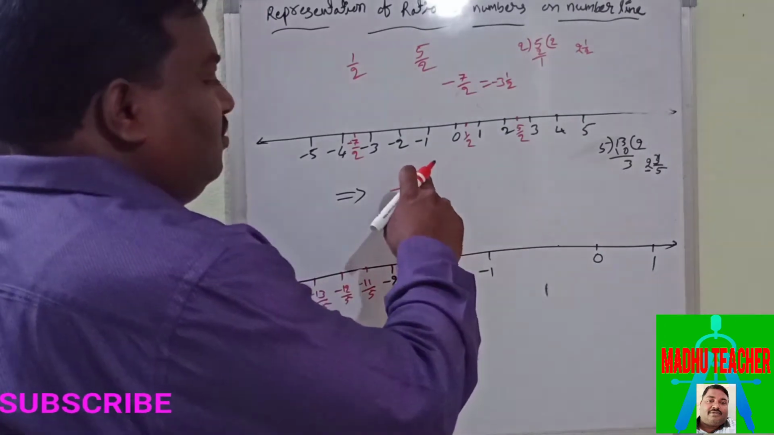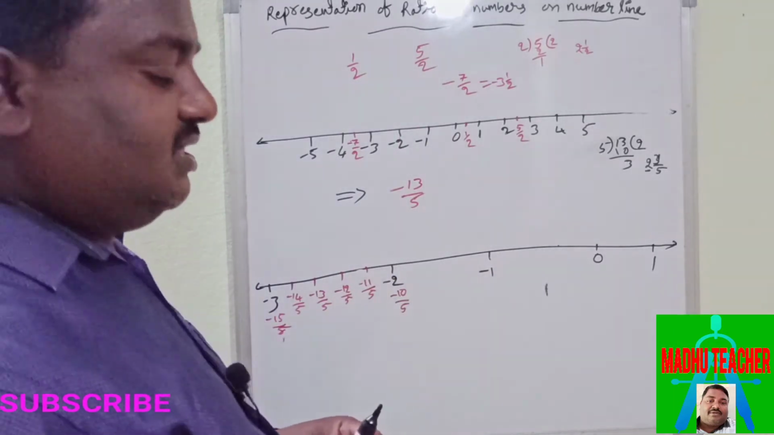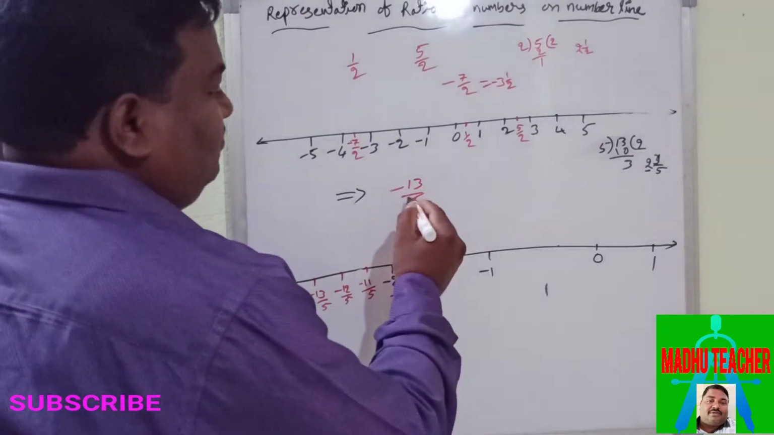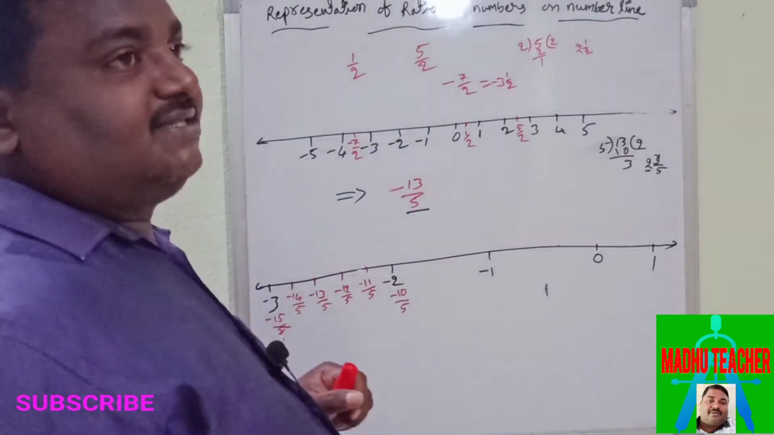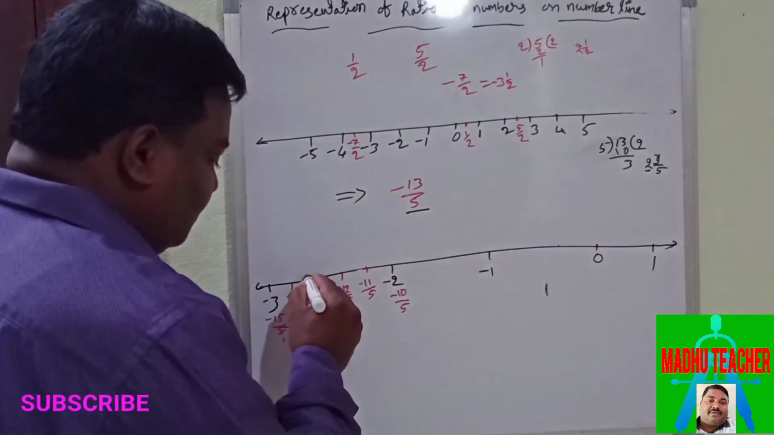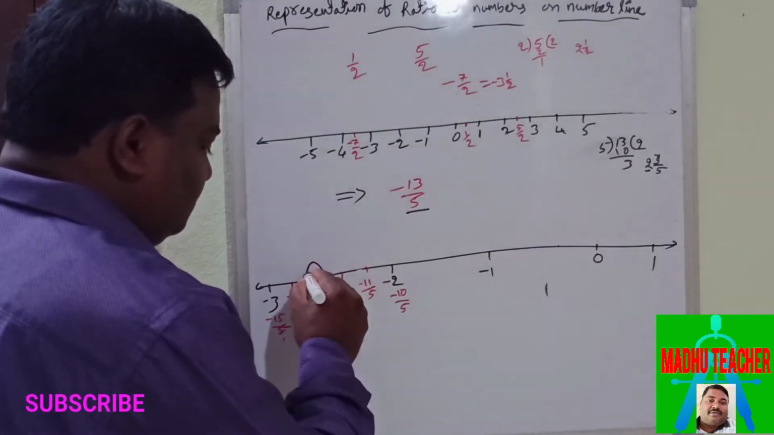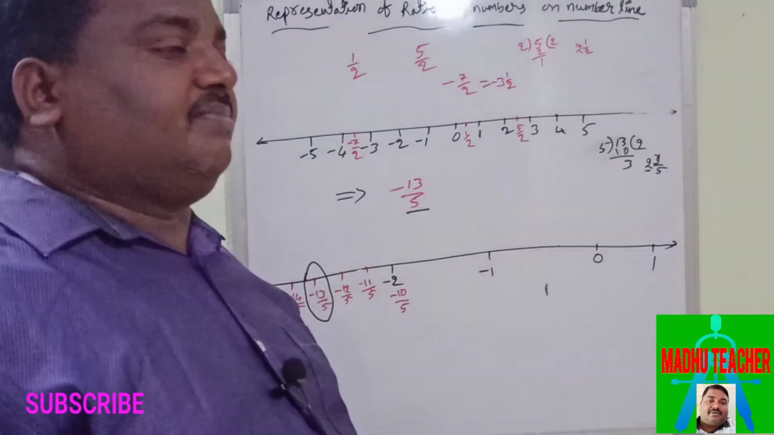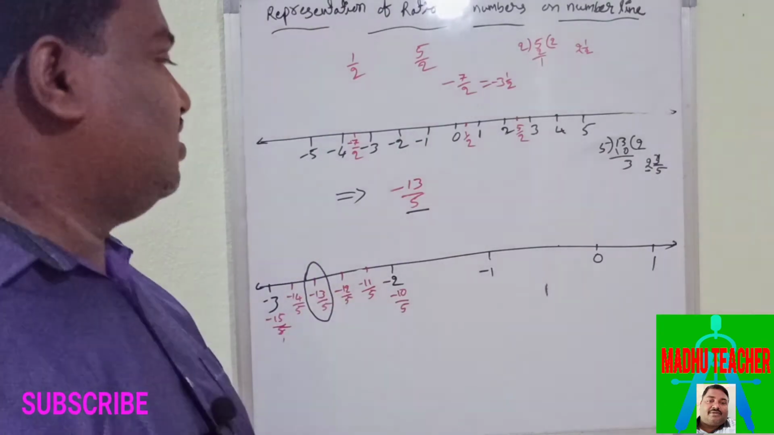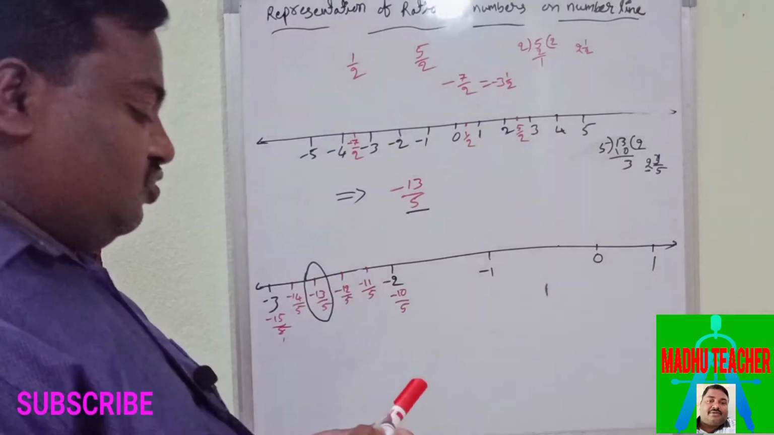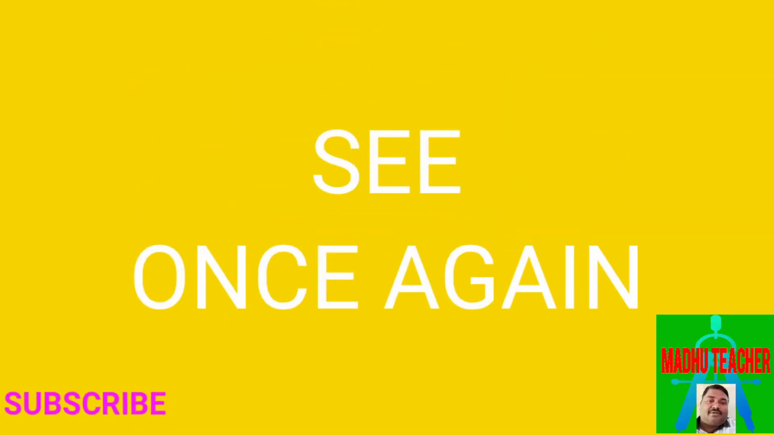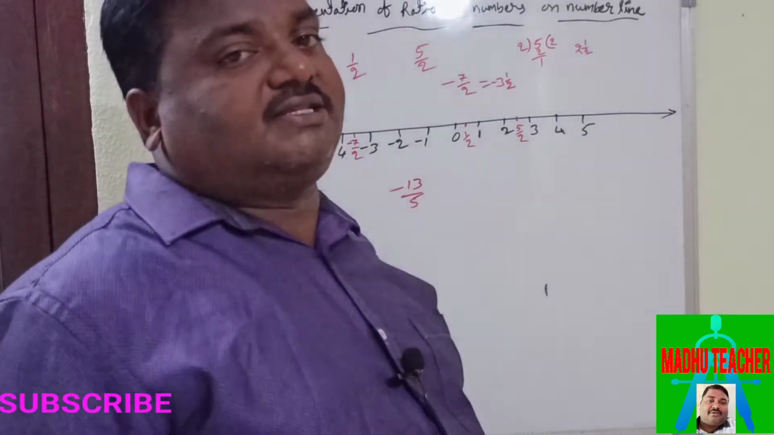Now, the numerator represents which part we consider. We required -13 by 5. So where is the -13 by 5? This is the -13 by 5. Now we represented -13 by 5 on number line. Like this we can represent any rational number on number line. So you have to try some more rational numbers. How can you represent -13 by 5?